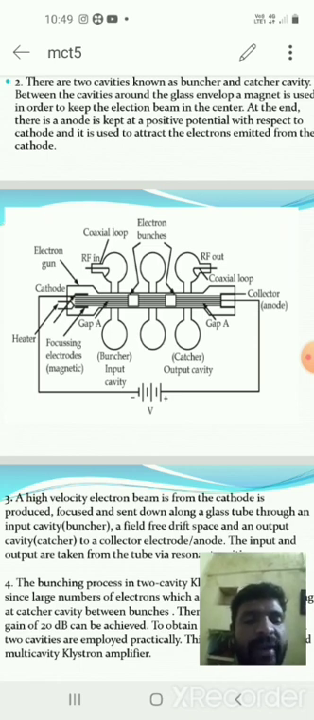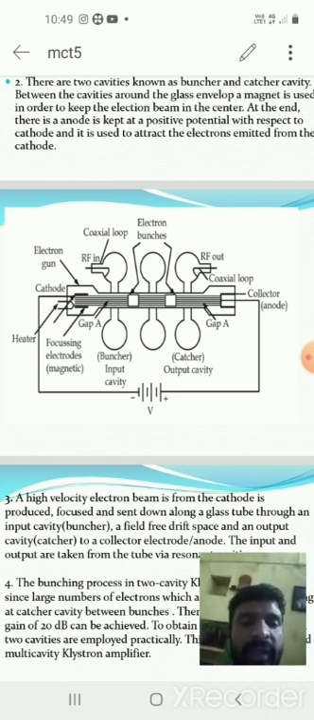Between the two cavities, we use a magnet around the glass tube, which is used to keep the electron beam centered as it travels. The electrons travel in the center because of the magnet. Here two cavities are used to generate our 20 decibel maximum gain.